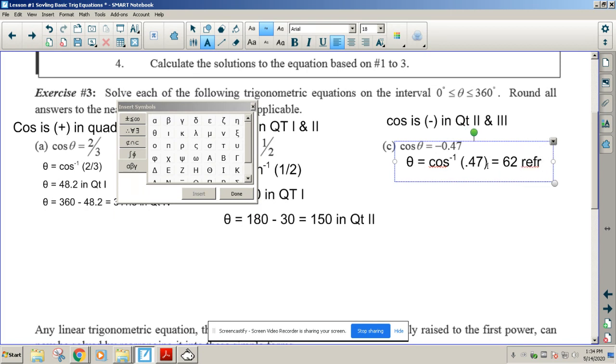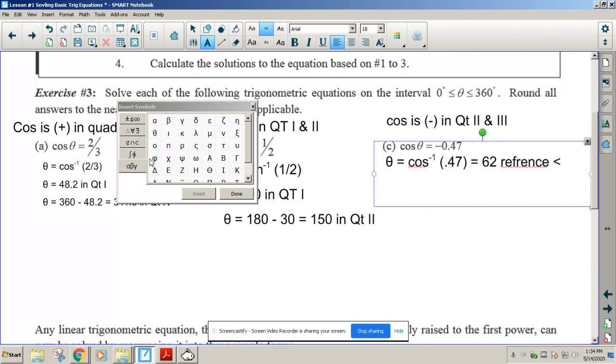And this is my reference angle. So if I've got a 62-degree reference angle, now what I need to do is say, okay, theta in quadrant 2 is going to be equal to 180 minus 62 degrees, which is going to give me a 118-degree angle in quadrant 2.